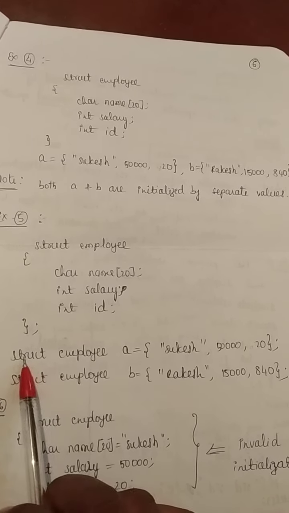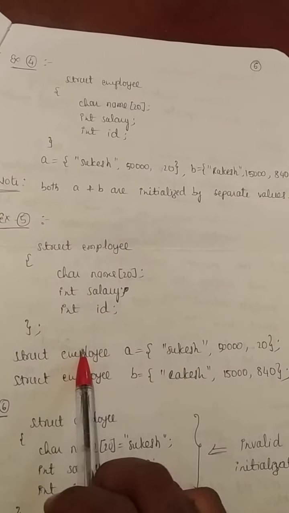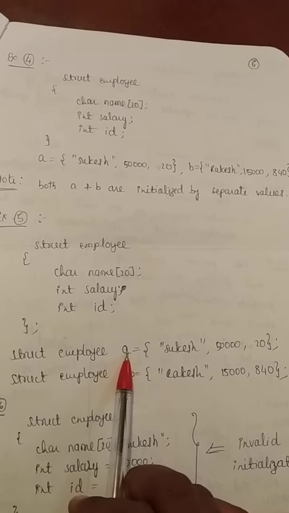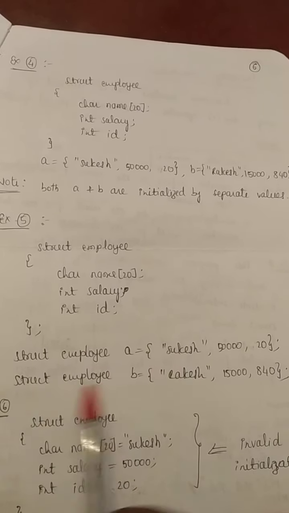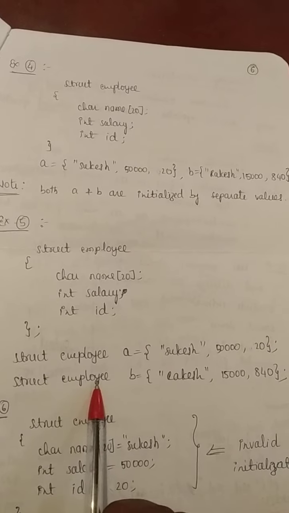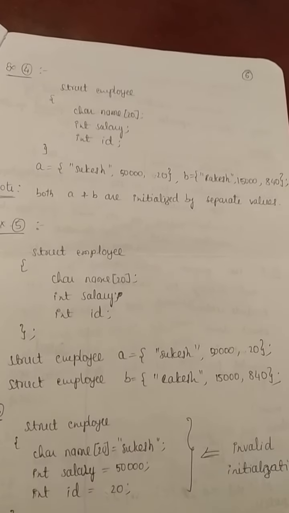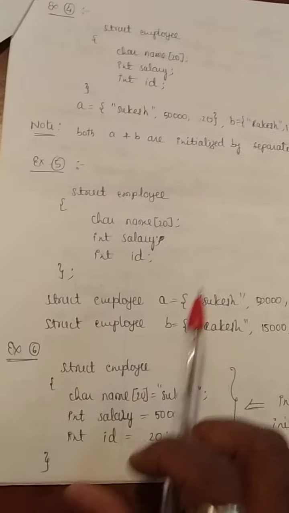So in the main function, struct employee is the structure name, variable A is equal to some values, and in the same way the structure employee variable B is equal to this much. Okay. The last category is here.